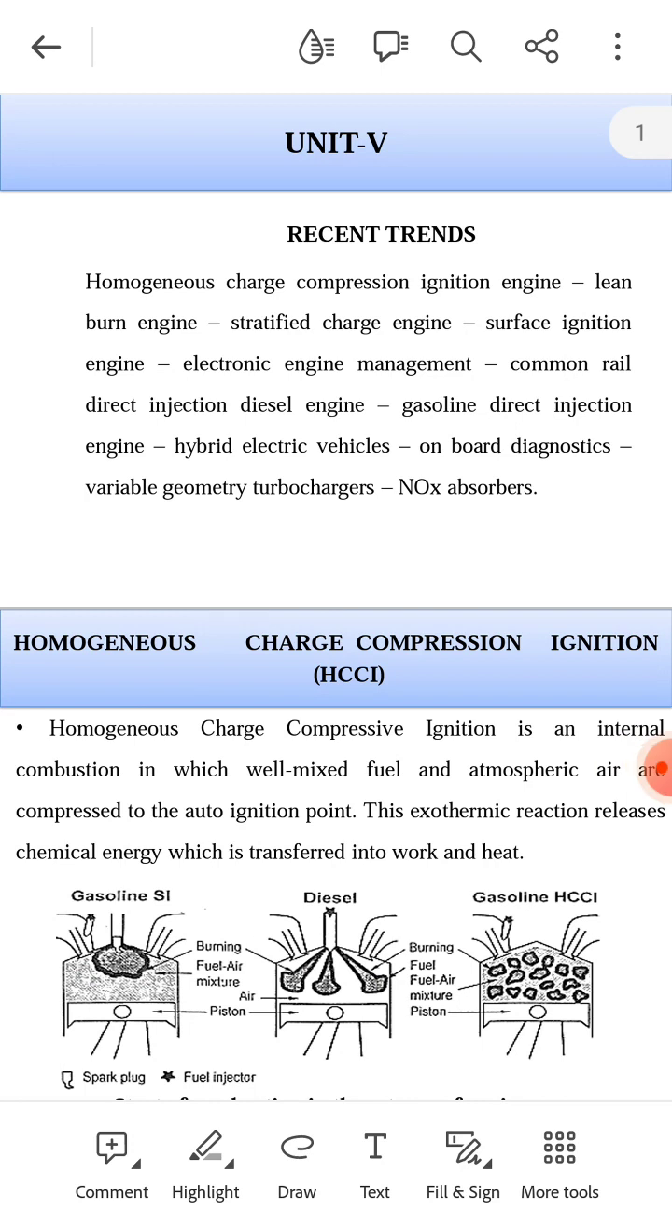I will discuss advanced internal combustion engines, Unit 5, recent trends. The following topics are discussed: homogeneous charge compression ignition engine, lean burn engine, stratified charge engine, surface ignition engine, electronic engine management, common rail direct injection diesel engine, gasoline direct injection engine, hybrid electric vehicles, on-board diagnostics, variable geometry turbochargers, NOx absorbers.